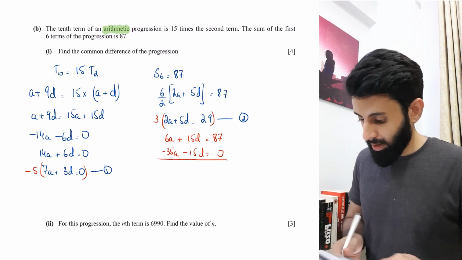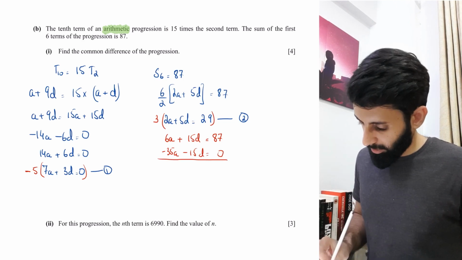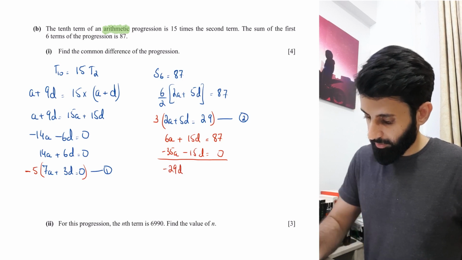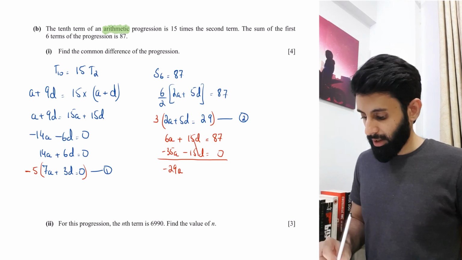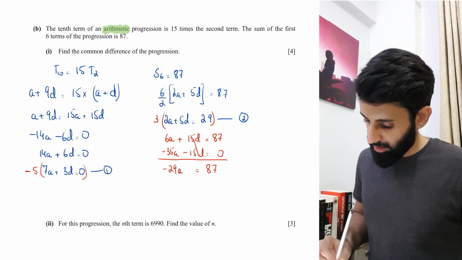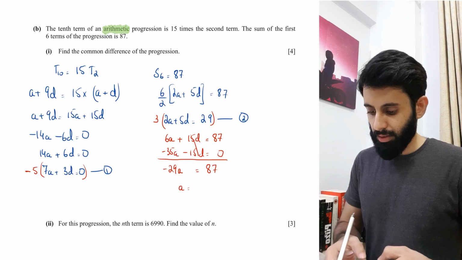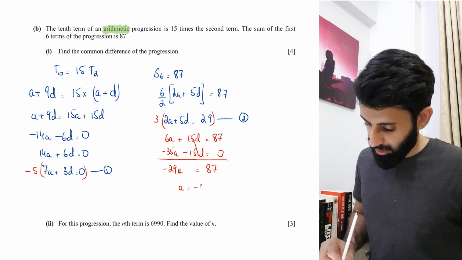Okay, now 6 minus 35 is equal to minus 29. So minus 29A, sorry, not D, minus 29A. 15D minus 15D get eliminated. That was the objective, is equal to 87. So we're looking at 87 divided by minus 29. So A is equal to minus 3.